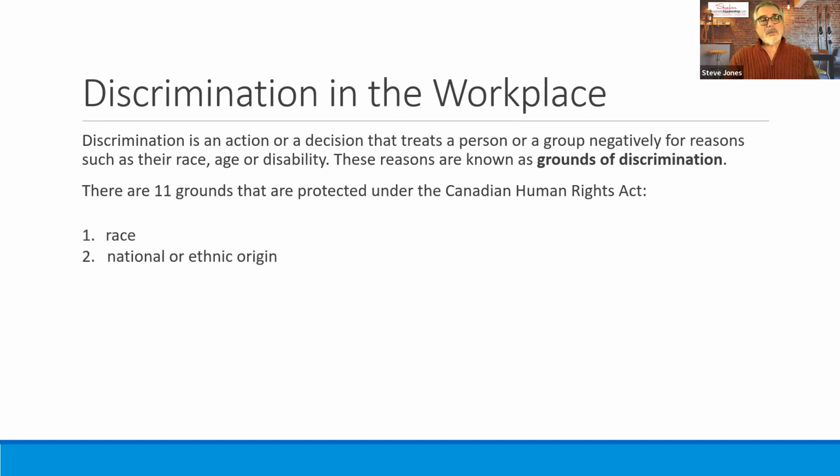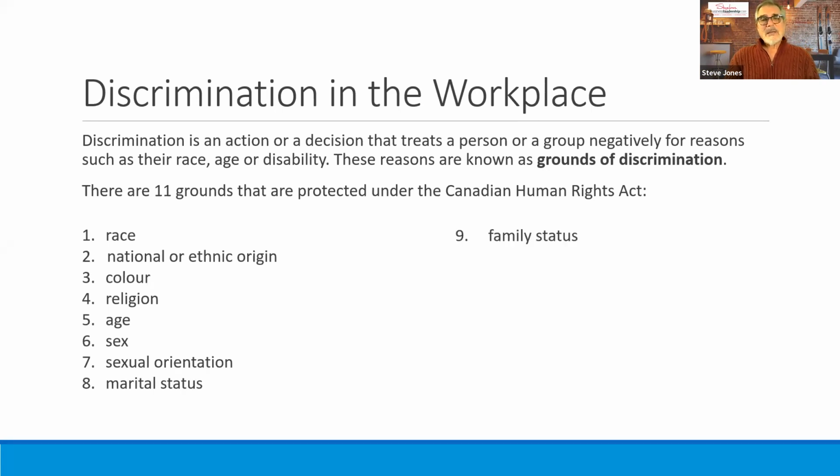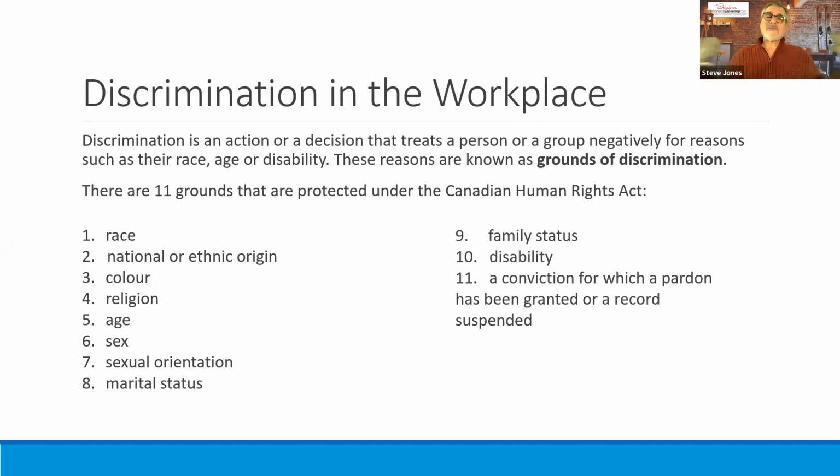And so a lot of times we hear people talking about there being discrimination when in fact it's not discrimination based upon the defined categories, the 11 defined categories of race, national or ethnic origin, color, religion, age, sex, sexual orientation, marital status, family status, disability, or a previous conviction for which the person has been granted a pardon or a record suspension. A pardon or record suspension means that legally that doesn't exist anymore.